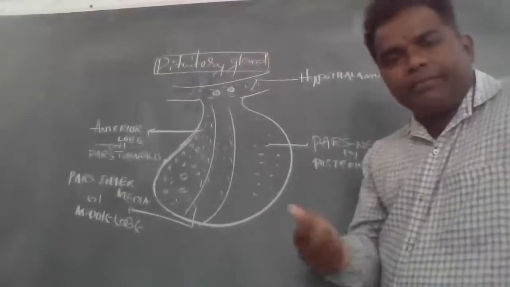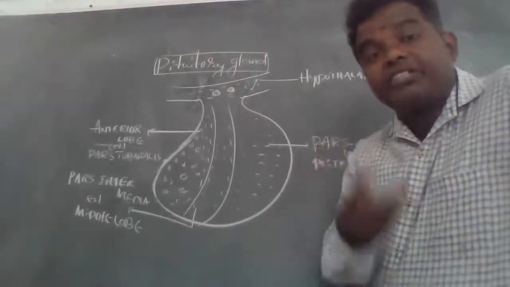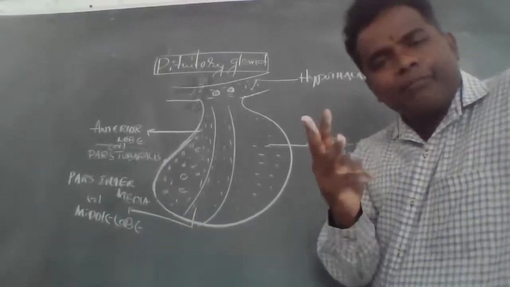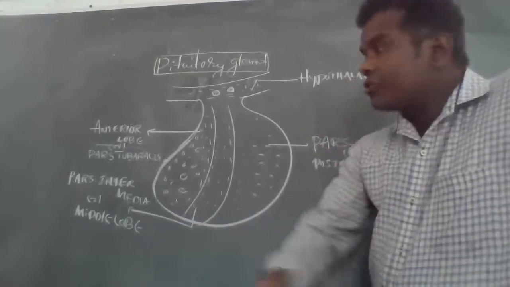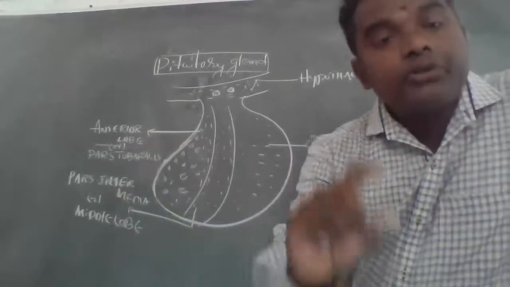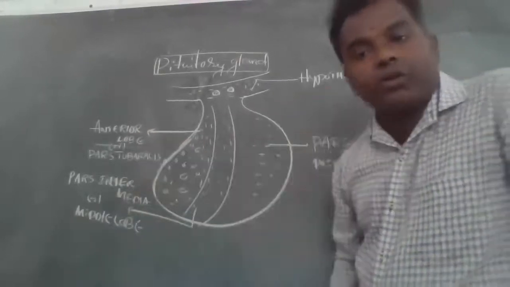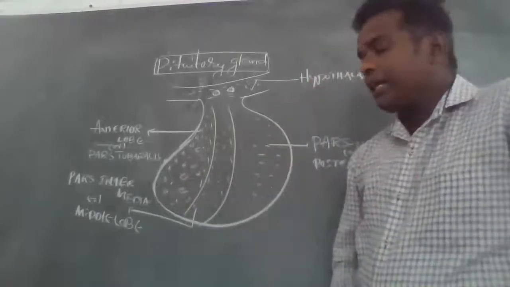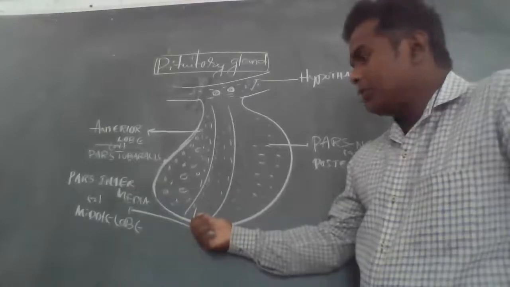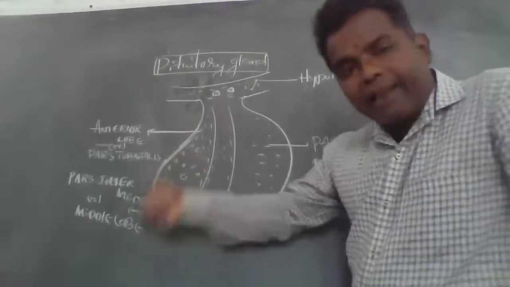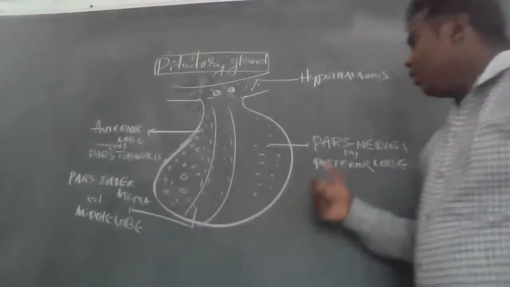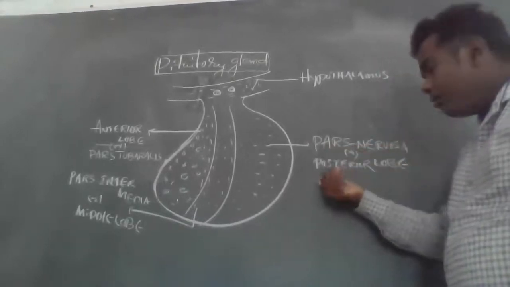Once more, I repeat. The pituitary gland contains three lobes. Number one, anterior lobe. Number two, intermediate lobe, the middle lobe. Number three, posterior lobe. The anterior lobe is called pars tuberalis. Because it looks like a tube-like structure, that's why it's called pars tuberalis. Clear? Next, the second lobe is called the middle lobe. Another name for the middle lobe is pars intermedia. The third lobe is called pars nervosa or posterior lobe.